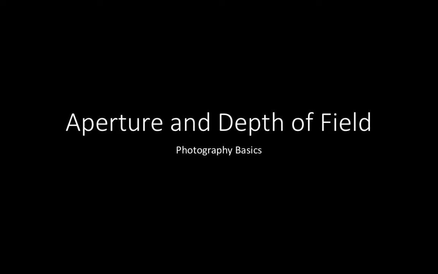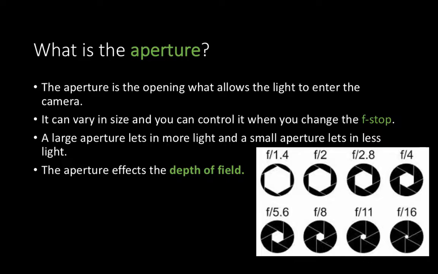Okay, today we are going to learn about the aperture and the depth of field. So first of all, what is aperture? Well, the aperture is the actual opening that allows the light to go into the camera. You have complete control over that size of the opening. When you are setting it on the camera, what you're controlling is called the f-stop.